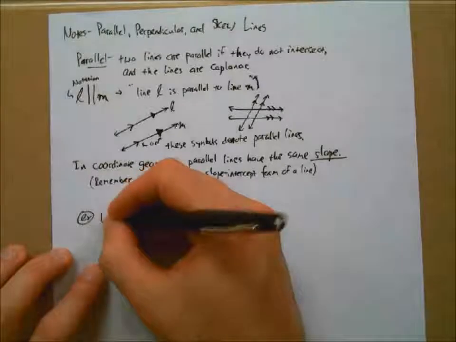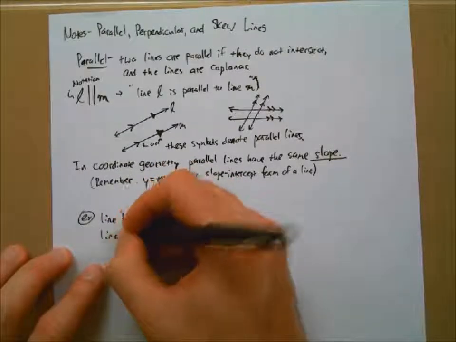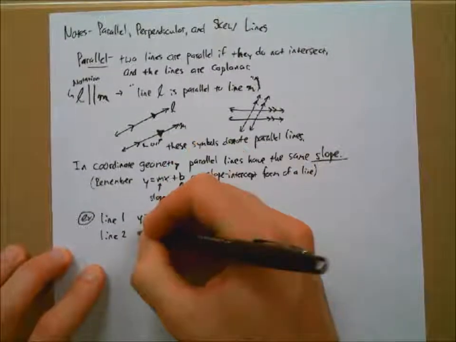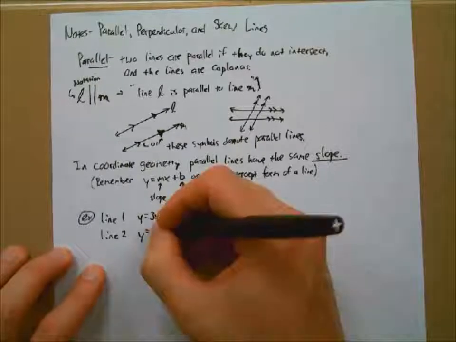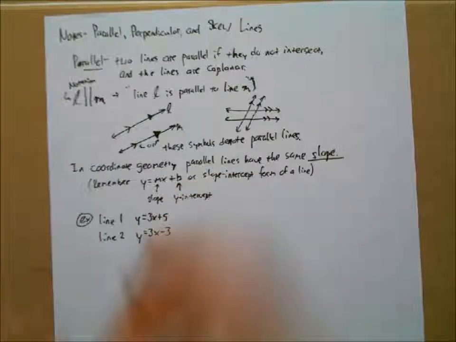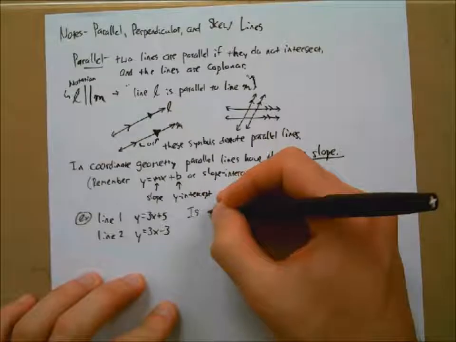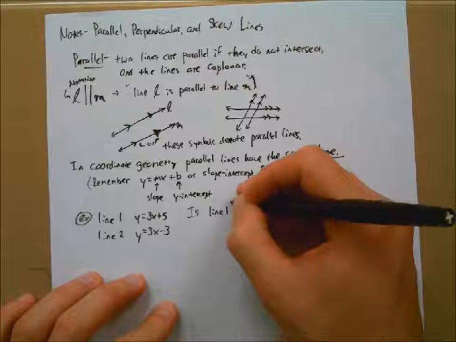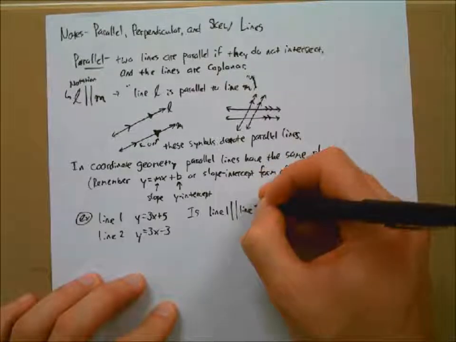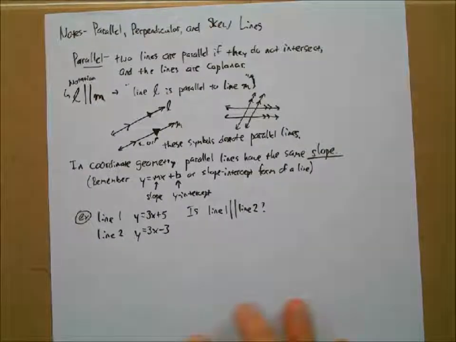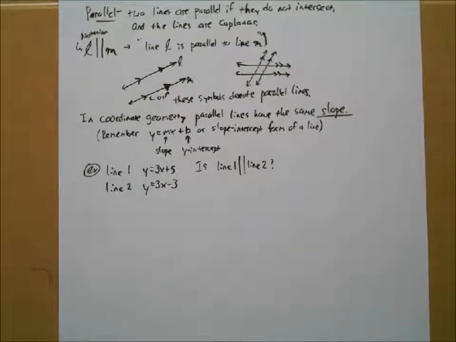Okay, let's say we have line 1 and line 2. Line 1 has the equation y equals 3x plus 5. Line 2 has the equation 3x minus 3. And the question is, is line 1 parallel to line 2? Are they parallel? Would these two lines be parallel? Yes? Why?